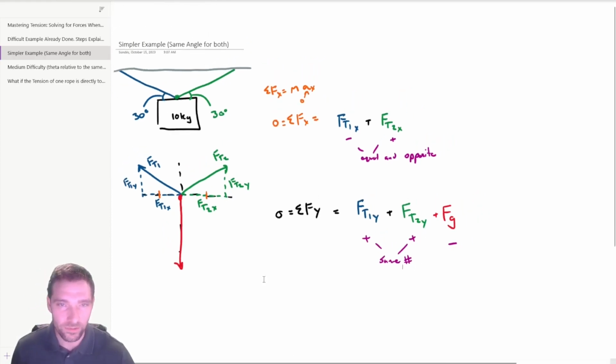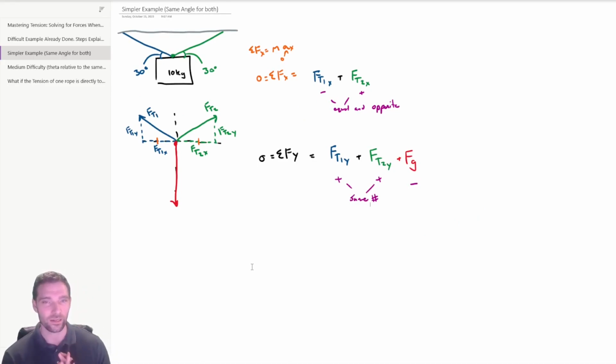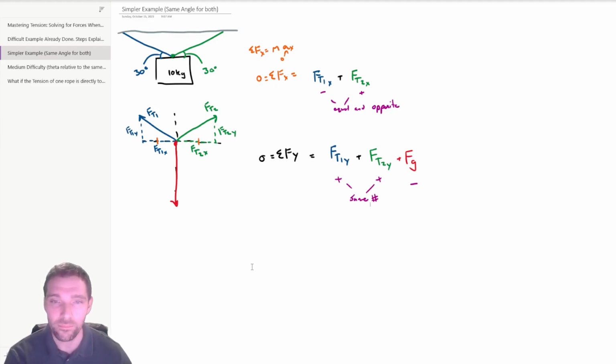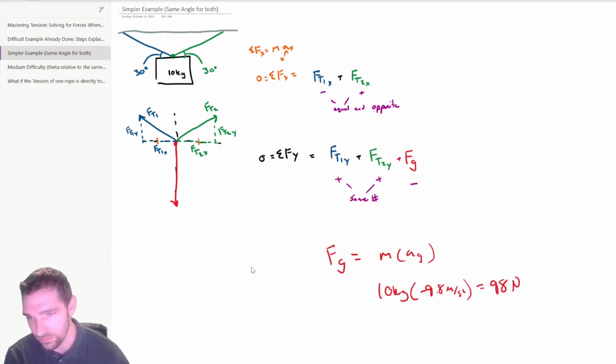So when we look at this problem, there's a slightly different approach that you can take here. You don't have to do quite as complicated substitutions, but it's good to think about those as well. But the math on this might be a little bit simpler. You can just look at what F of g is, which should be the mass times the acceleration of gravity, which is going to be, in this case, 10 kilograms times negative 9.8 meters per second squared. And so that would be 98 newtons downward.